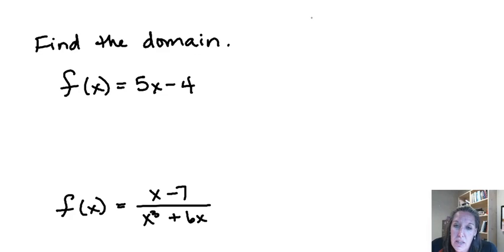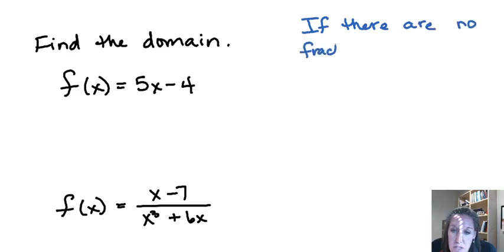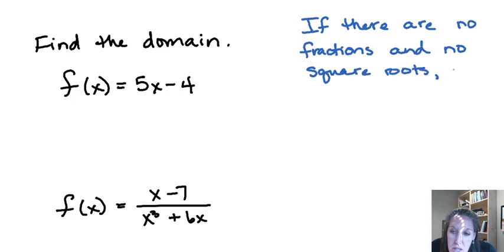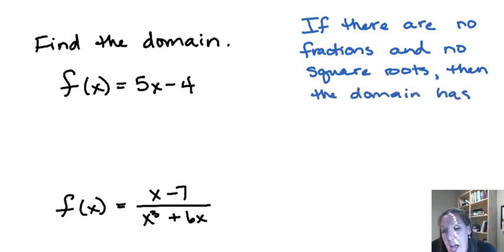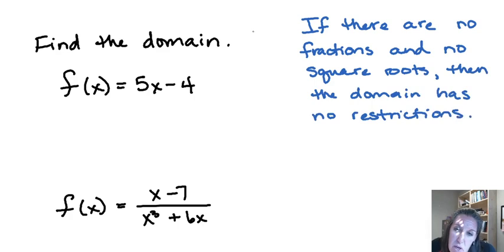So that means that if there are no fractions and no square roots, then the domain has no restrictions. I'm going to go ahead and put a star.